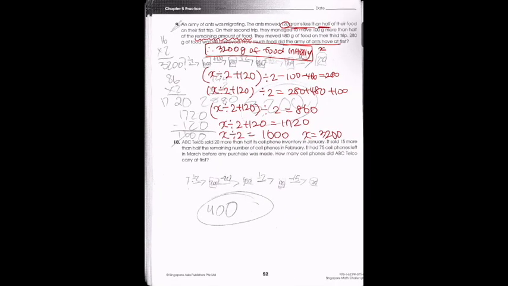Now let's look at problem 10. ABC Telco sold 20 more than half its cell phone inventory in January. It sold 15 more than half of the remaining number of cell phones in February. It had 75 cell phones left in March before any purchase was made. How many cell phones did they carry out first?